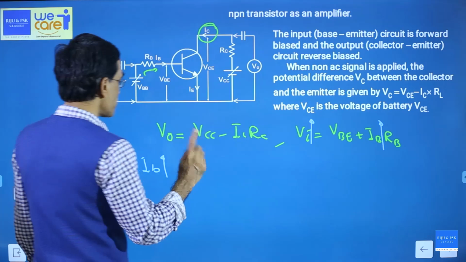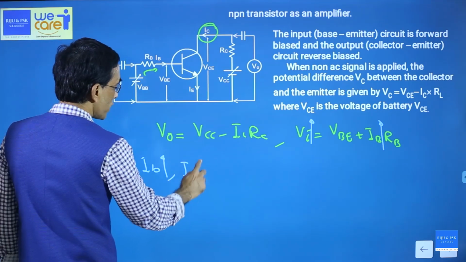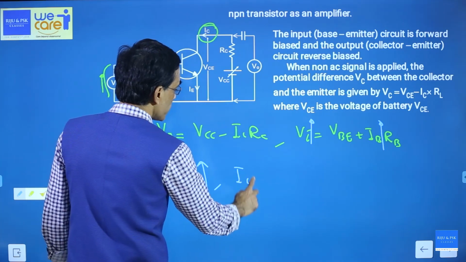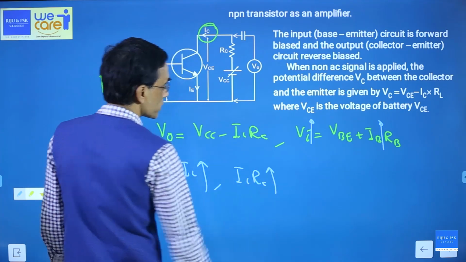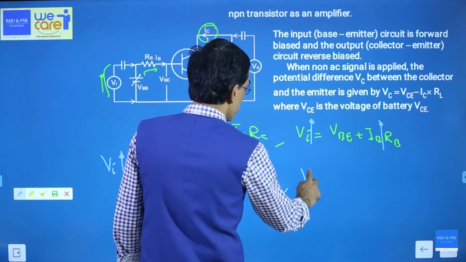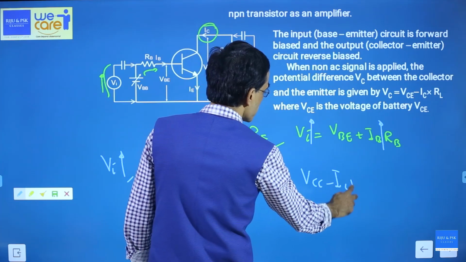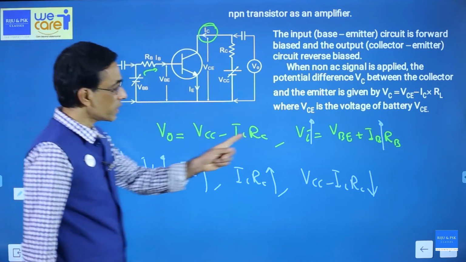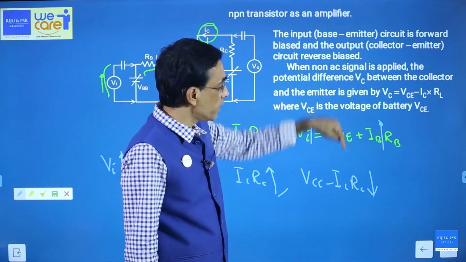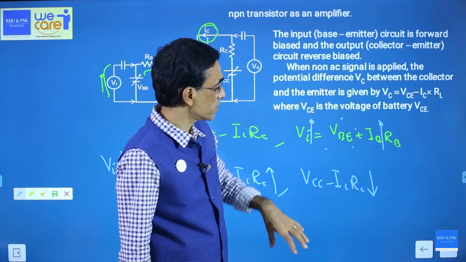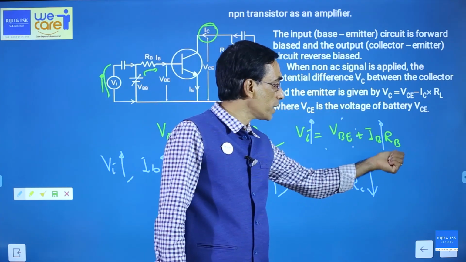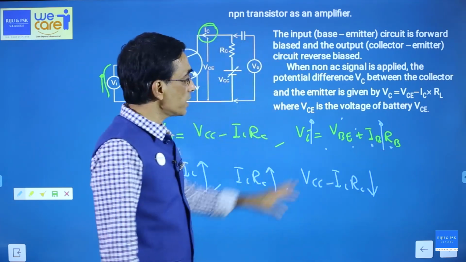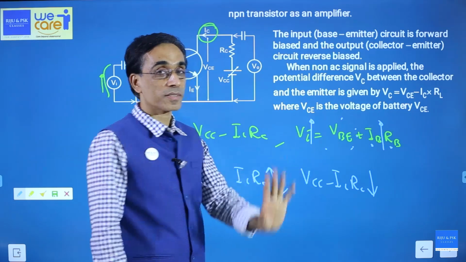When base current increases, from the characteristics you can see there is a large change in the collector current. When collector current increases, this product IC RC will increase. When that product increases, the difference VCC minus IC RC will decrease. Input voltage increases, this VBE remains pretty constant. Only the variation will happen in IB; RB, resistance will not vary with current, so the base current has to increase. This you will get from the input characteristics.